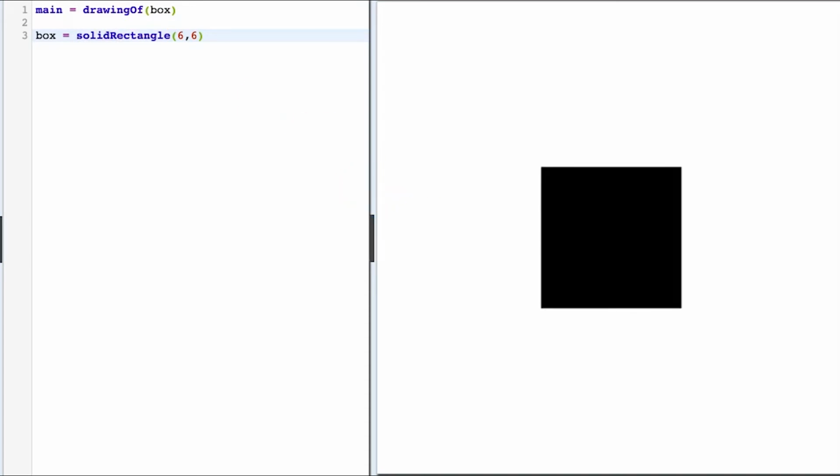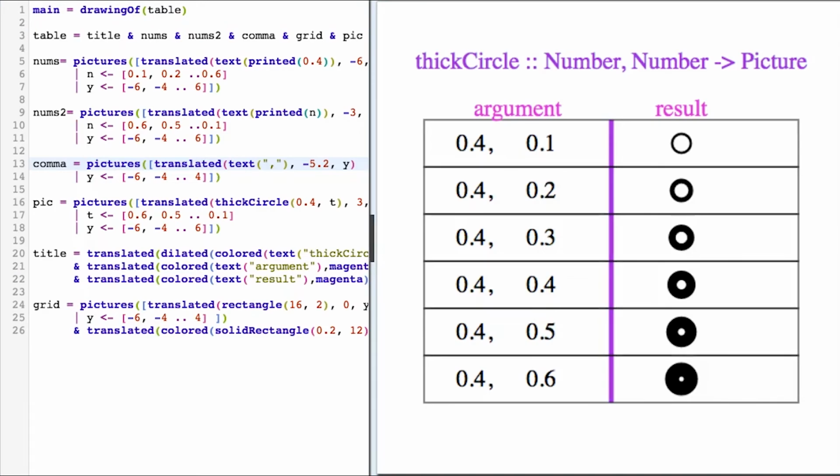Obviously, you couldn't use these solid shapes in your name tag because the black name wouldn't show up over them. So perhaps you want to leave a white space in the middle, but have thick edges to your shapes. To make the edges of your shapes thick, you're going to use the function thickCircle. So let's look at this table here. thickCircle is the name of the function with the C capitalized, and it takes two numbers and turns them into a picture. It has two arguments. The first one is the radius, same as before, and the second one is how thick you want your circle to be. And the result is going to be a picture with that radius and thickness.